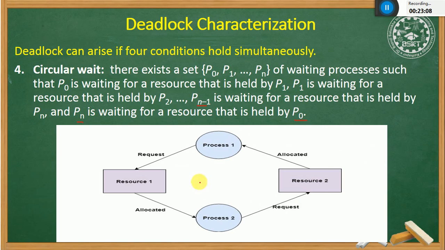So that will be circular wait. Using the diagram, we can easily identify the circular wait. There are two processes, process 1 and process 2. Process 1 is requesting resource 1. Process 2 is requesting resource 2.